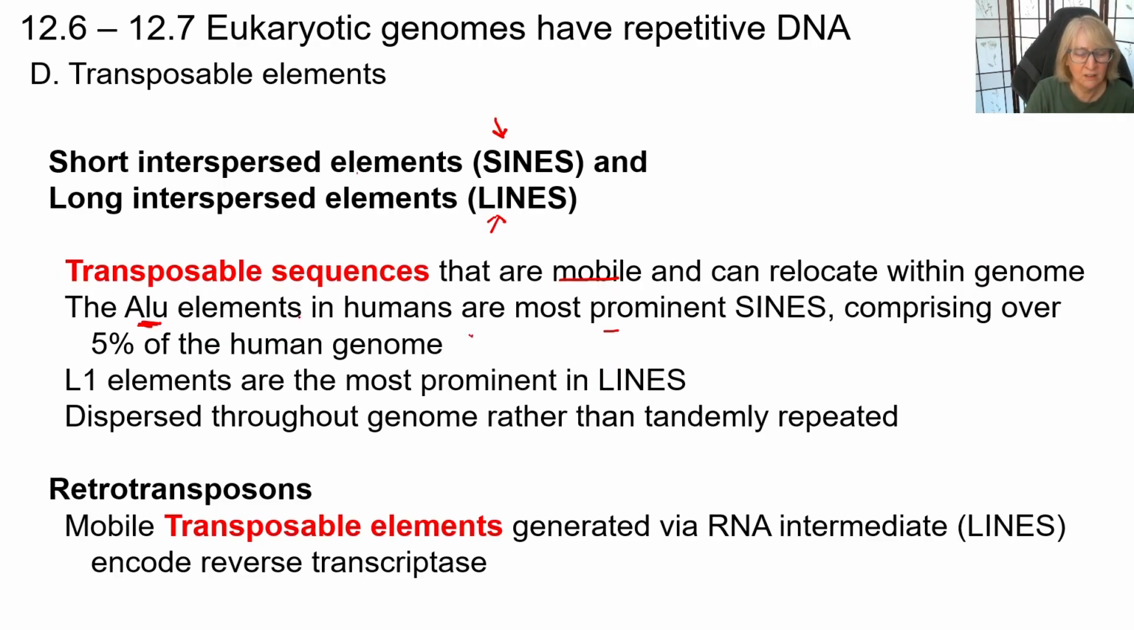These are elements, they don't code for ALU. They seem to respond to it, but again, I don't have an answer for why. The L1 elements are mostly prominent in the lines or the longer interspersed elements. These are dispersed through the genome. They're not tandemly repeated, but they do move. Retro, going backwards, transposons, moving. Trans means crossover, posons means they can move from place to place.